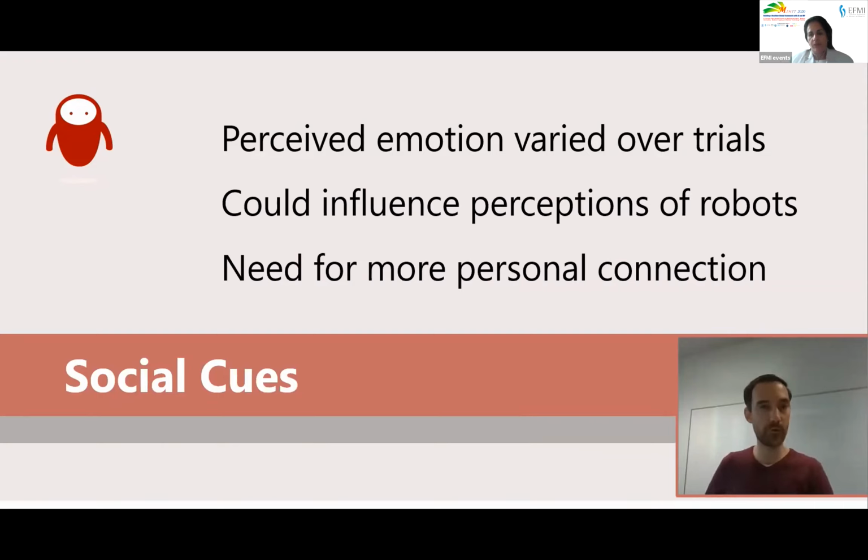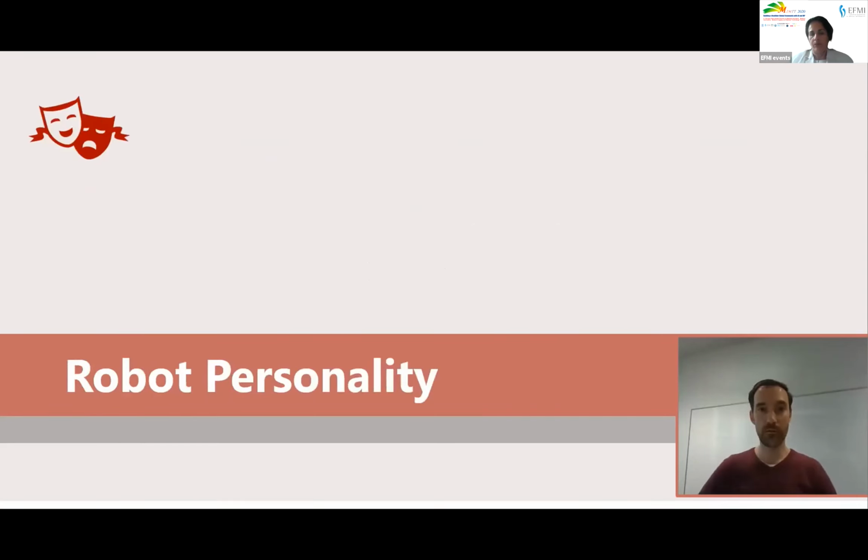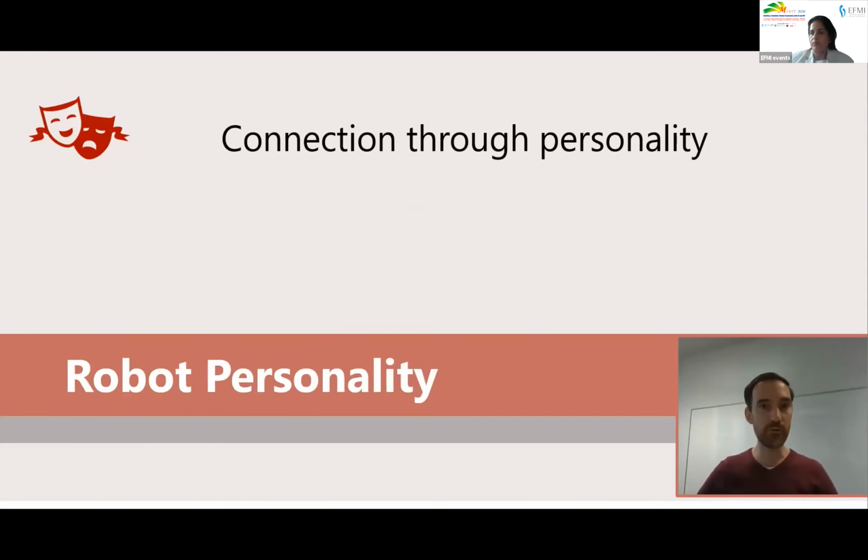Of course, we only looked at how people perceive an emotion in the behavior of a robot, and we think it is important to also look at a more personal connection. We think that people could really build a connection with a social robot through its personality. So if it shows different types of cues that could differ for different types of personalities, then this could really make people create a connection with this robot.